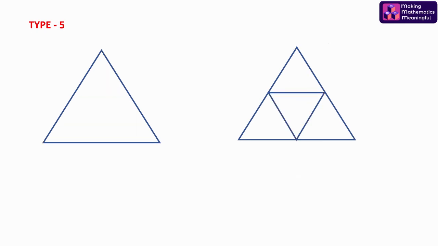Consider type 5. We still are counting the number of triangles. So obviously in this first figure there is only one triangle. Now in the second figure we have 1, 2, 3, 4 smaller ones and the main, bigger one. So the total number of triangles would be 4 plus one bigger one, that is equal to 5.